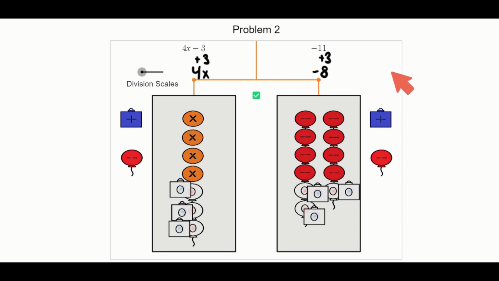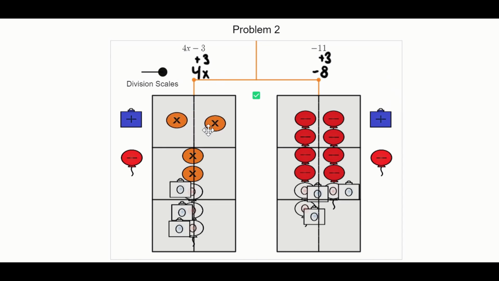Now, to solve for x, since we have multiple x's, x being multiplied by 4, I'm going to group these into 4 equal sections. So let's go ahead and sort them out into 4 equal groups. But since I divided these into 4, let's go ahead and divide these into 4 groups. And that looks like it's already kind of divided.